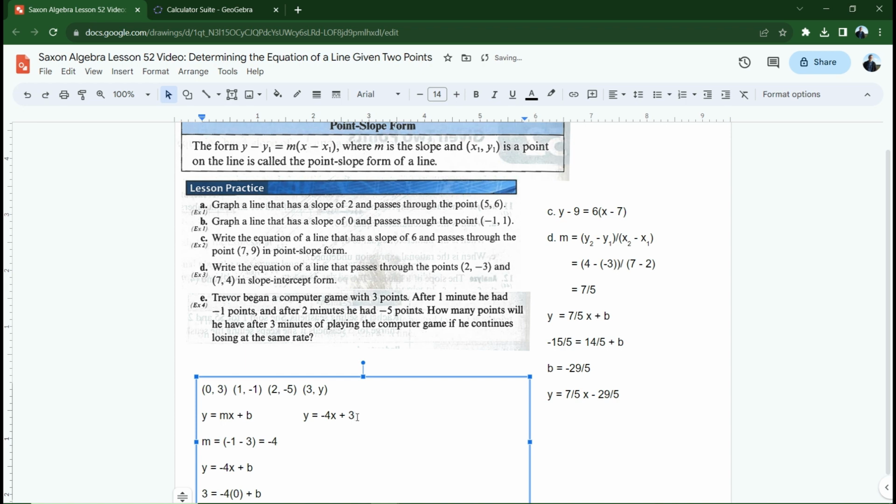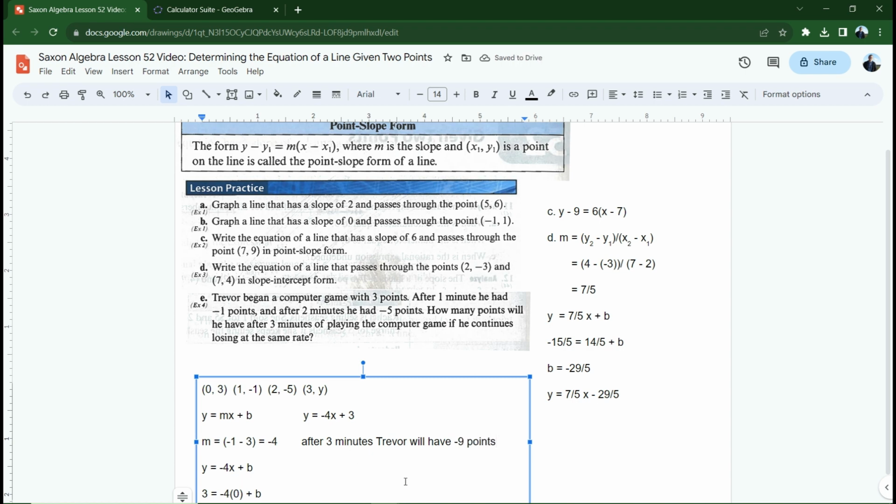All right, now, how many points will he have after 3 minutes of playing the computer game? Let's plug in 3 for x. -4 times 3 is -12. -12 plus 3 is -9. I did get -9. So after 3 minutes, Trevor will have -9 points.